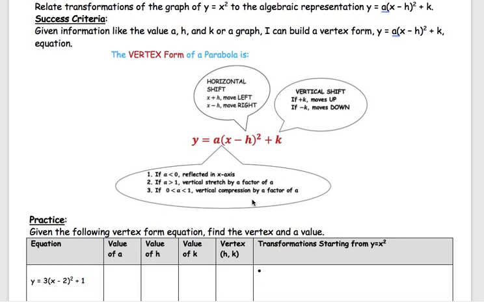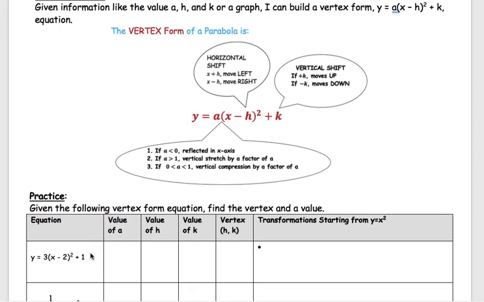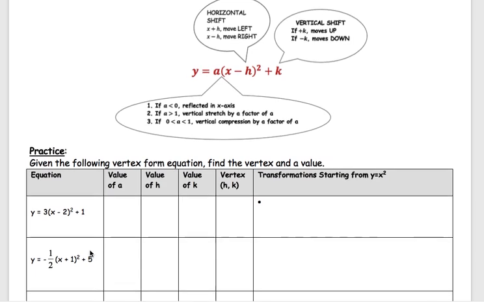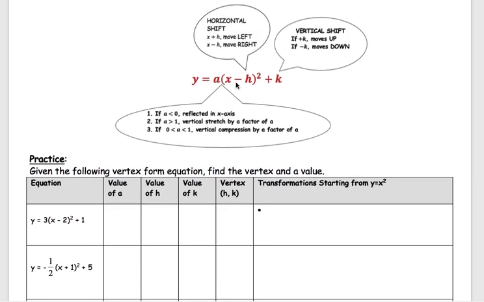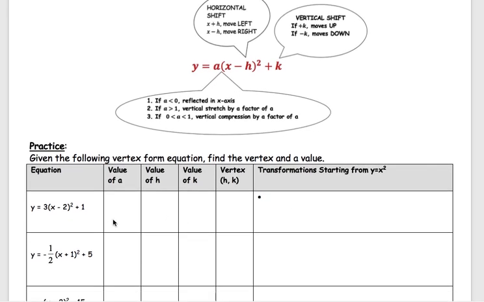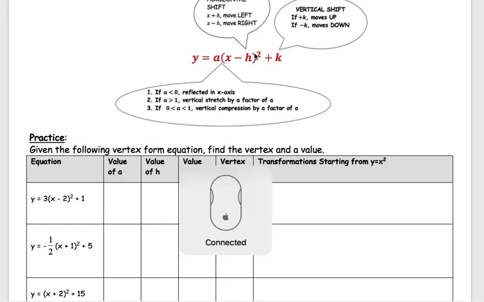So we're just going to do a quick review. Given the equation, we've concentrated a lot on just graphing, but today we're going to just grab the values of a, h, and k and then describe it, okay? All right, so looking at the first one here, y equals 3 times bracket x minus 2 squared plus 1. I want you to go through and analyze the general equation.